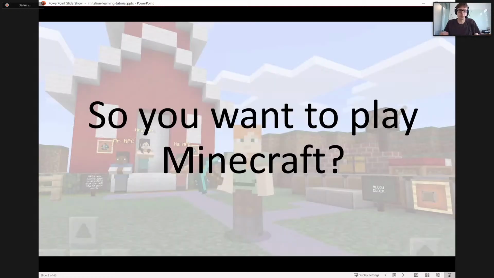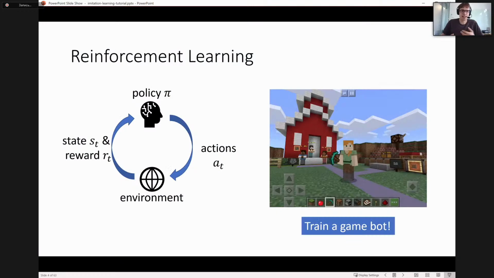So let's say you want to play a computer game. You want to play Minecraft. Everybody loves Minecraft. And the thing is that training an algorithm, training a bot to play Minecraft, is a pretty complicated affair. So there's this new technology known as reinforcement learning that allows us to train these bots. And just as a recap, in reinforcement learning, we have a feedback loop. So we have a policy. A policy executes actions. We have the environment, and the environment gives us states and rewards.